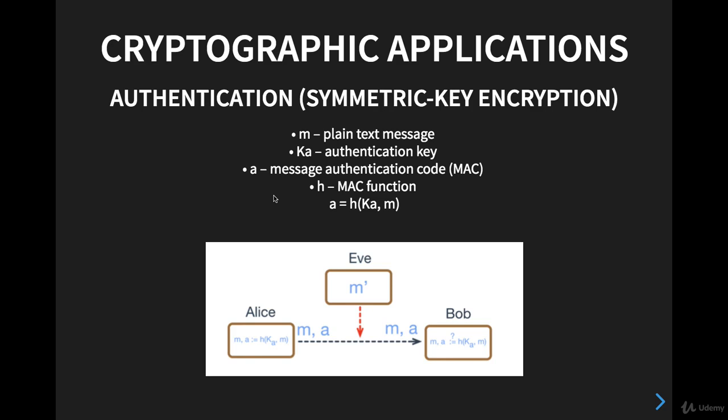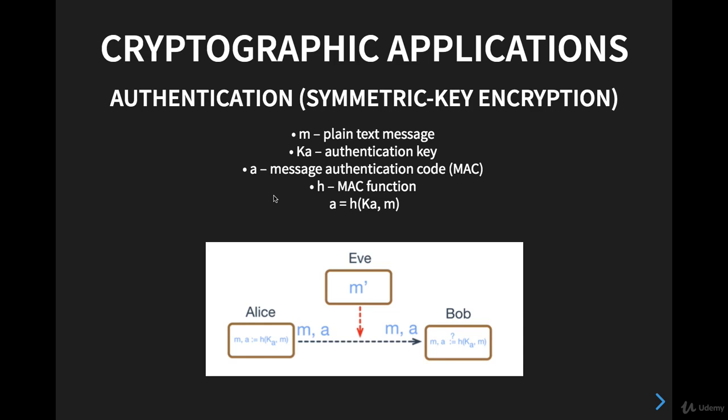all the way this works. So let's start first by looking into the values. So M goes for the plain text message. That's the message that they will exchange. And key A is for the authentication key. And then we have the message authentication code. And then we have the H for the MAC function. And the result of A, it's when we get the MAC function and insert the authentication key and also the plain text message. This will give the MAC code.